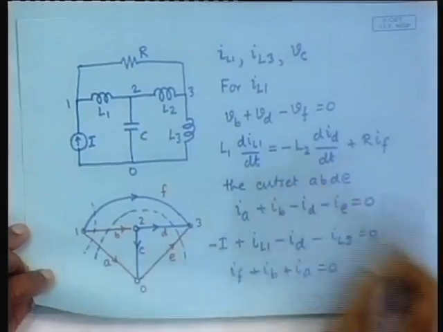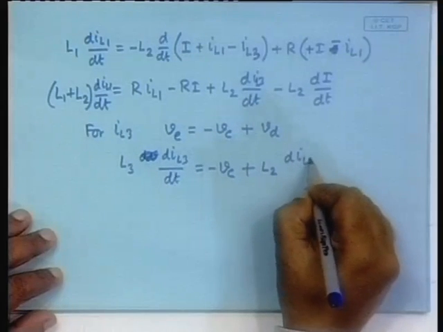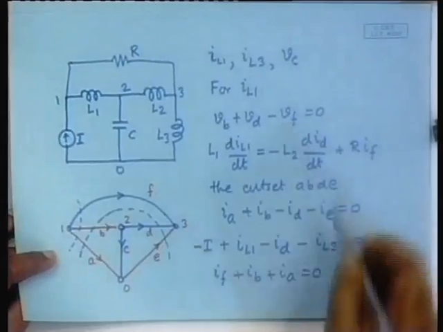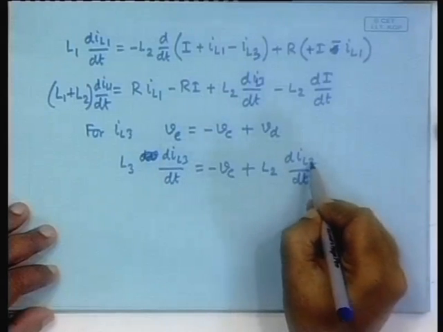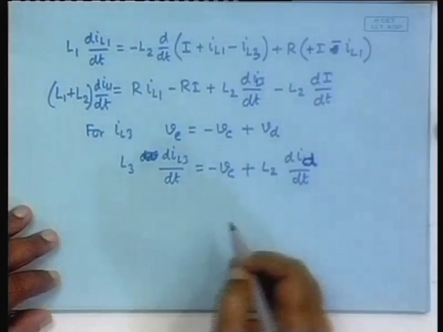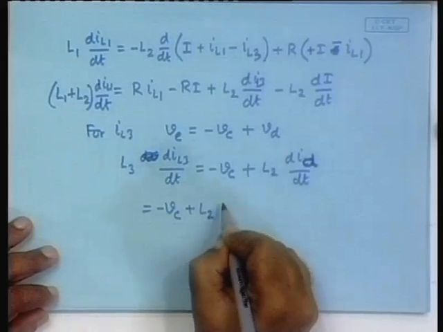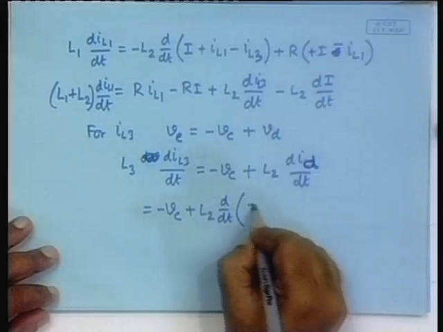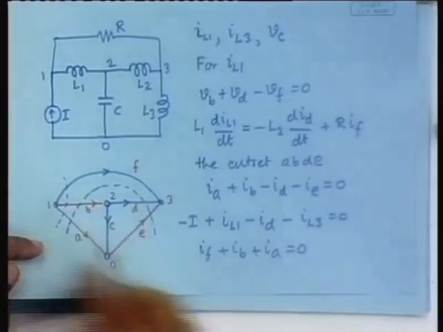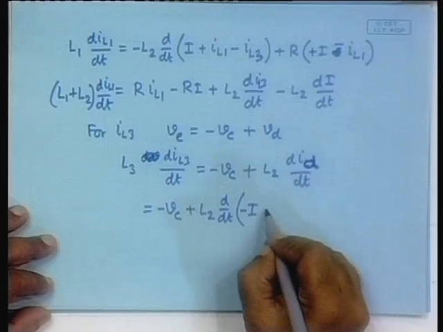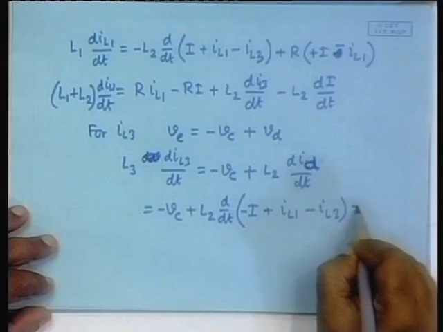which, okay, we had the same problem here, we will extract it. So, plus L2 dIL2/dt, but this term we need to substitute exactly in the same way as we have done here. So, substituting this equation, we have, oh, I should have written Id. When you substitute, you get is equal to minus VC plus L2 d/dt of this whole thing, which is minus I plus IL1 minus IL3. Okay.